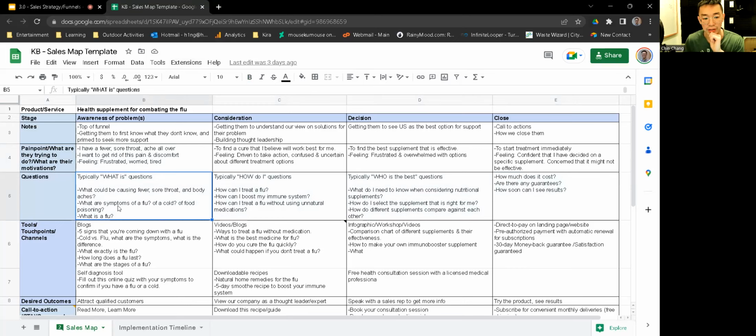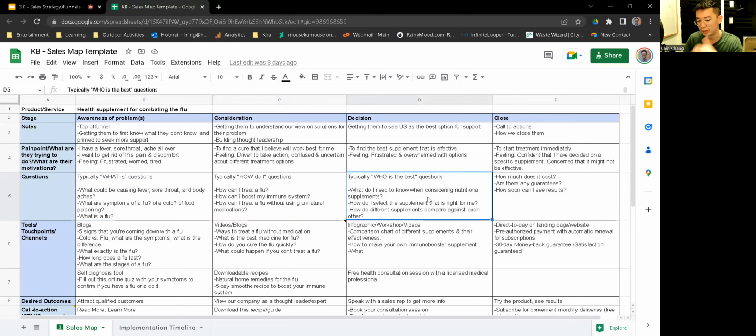In the awareness stage, a customer is typically asking what is questions. What could be causing this? What are symptoms of this? What is a flu, right? In the consideration stage, now that they know what is, they are starting to think about how do I kind of thing. Like, how do I treat a flu? How do I boost my immune system? How do I treat flu without using unnatural medications?